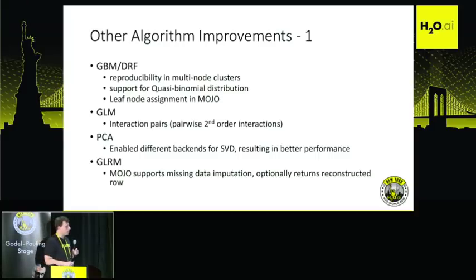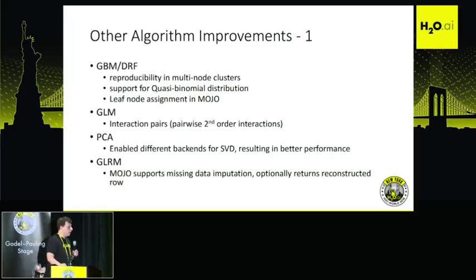We added support for quasi-binomial distribution. We are always improving MOJO and exposing new functions in MOJO to give you more insight into what the MOJO is doing. So the latest addition is leaf node assignment. In GLM, we added a new parameter that lets you specify interaction pairs.